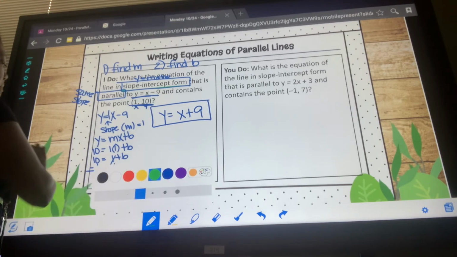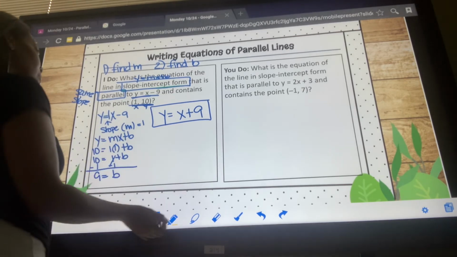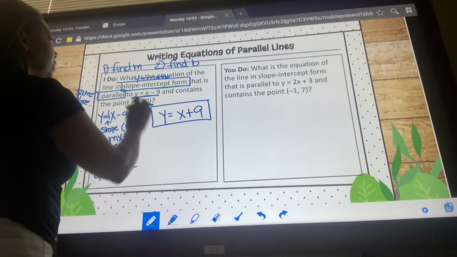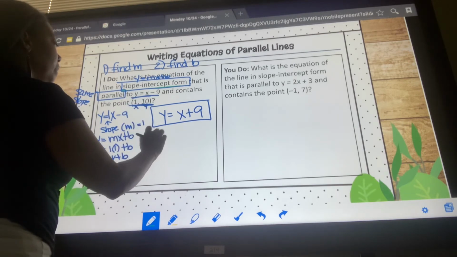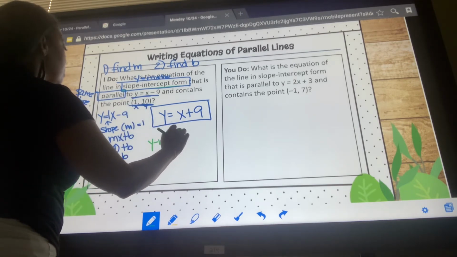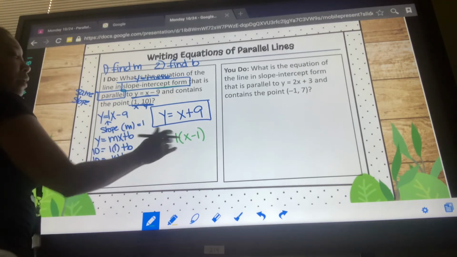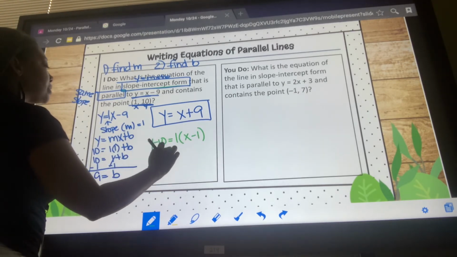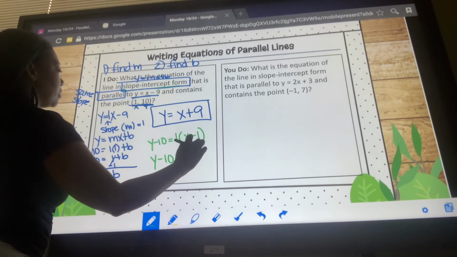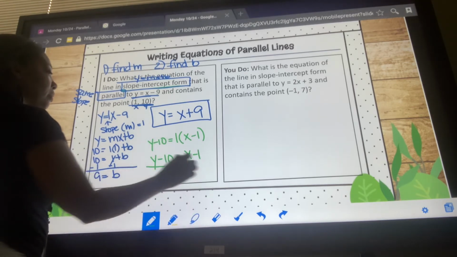If we want to write a point slope, that's pretty simple. Plug in these numbers. So y minus 10 equals 1 times x minus 1. We're not going to see that 1 in front of there, guys. So it'll be y minus 10 equals x minus 1. There's your point slope.